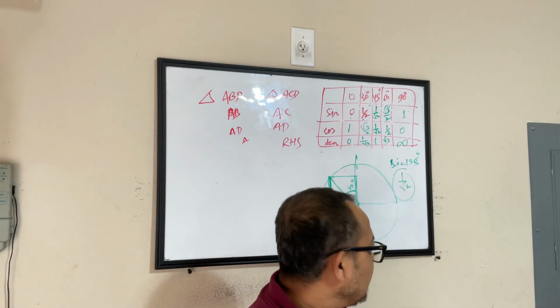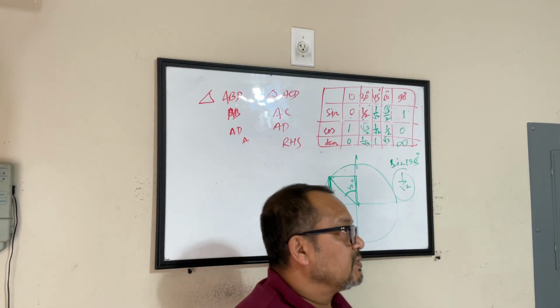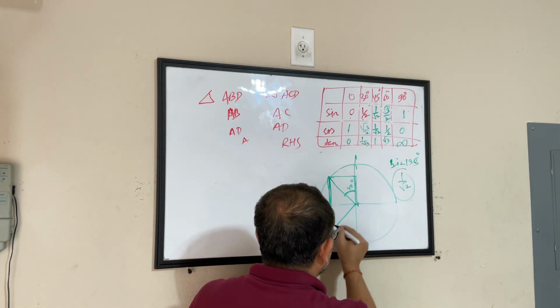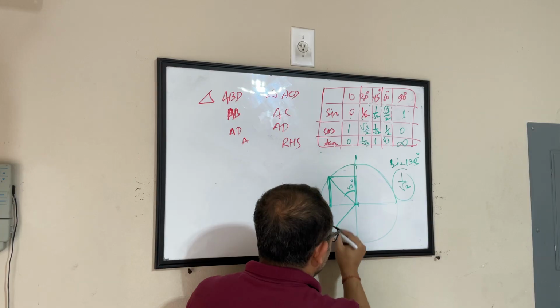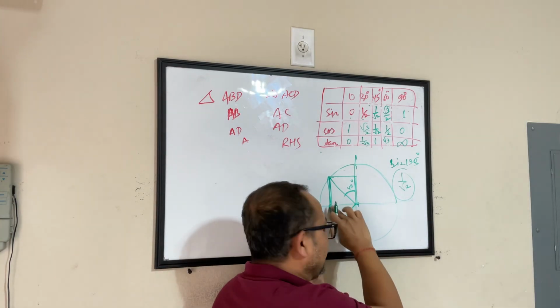Done. If somebody says find out sine of 180 plus 45, 225, we are talking about this angle. Look at this height, and this height is in the negative direction. You find this height and put a negative to it.